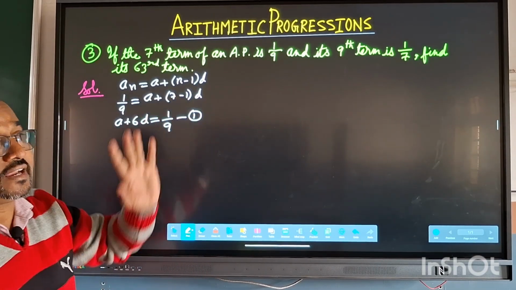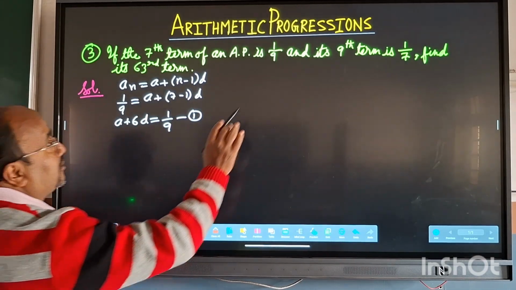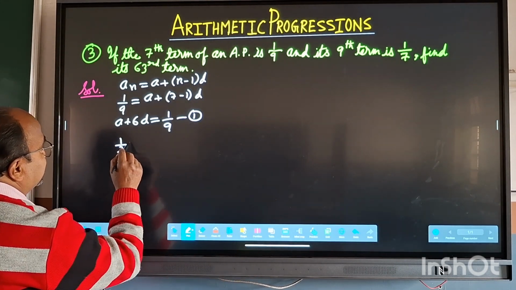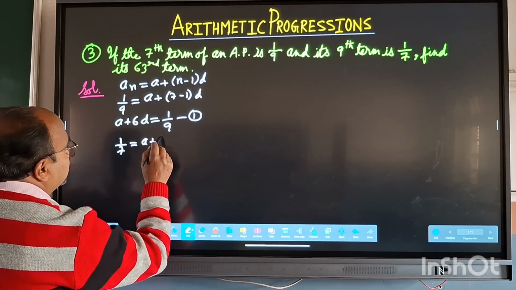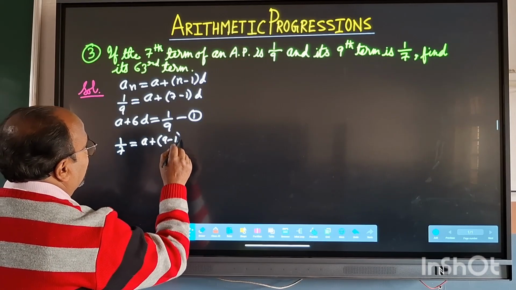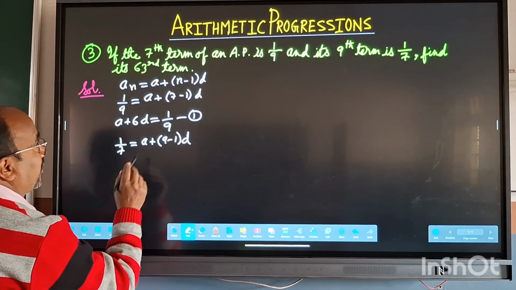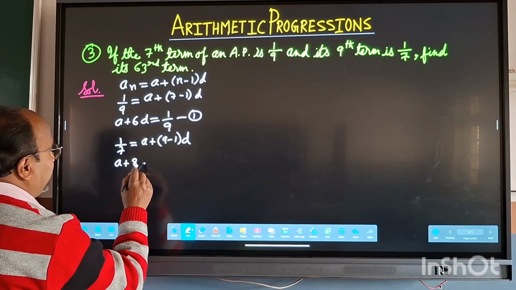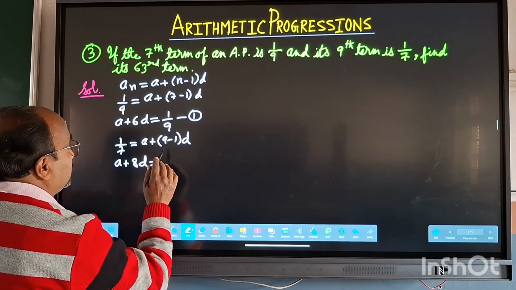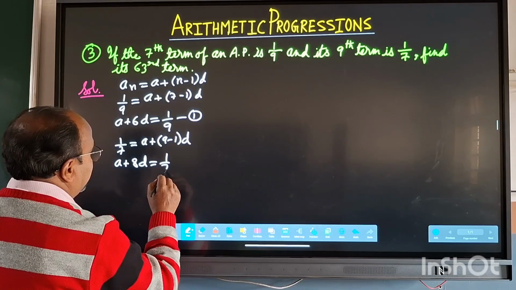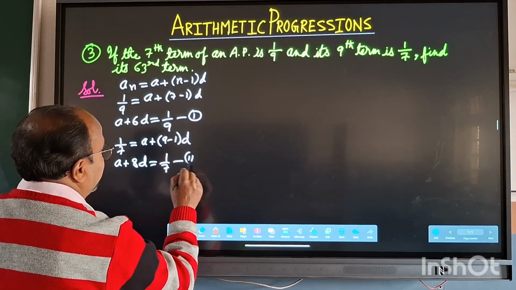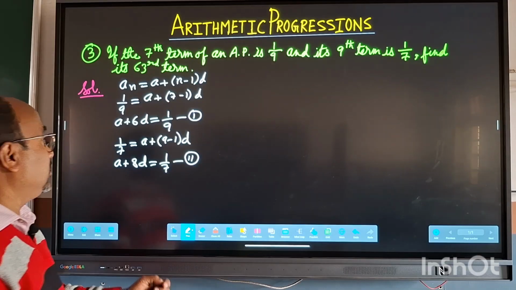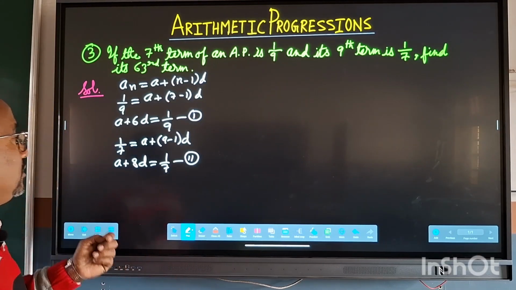And then take the second relationship in the same way. So 9th term has a value 1 by 7. So 1 by 7 written, a plus 9 minus 1 d. So I will get here a plus 8d is equal to 1 by 7. This is my equation 2. So this we have got. Now we need to solve these two and get the values of a and d.